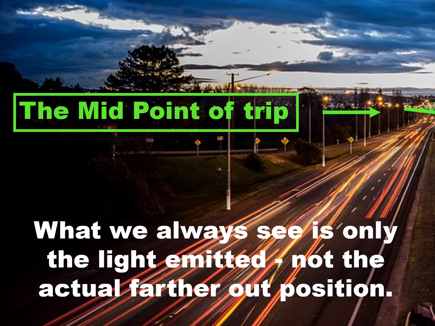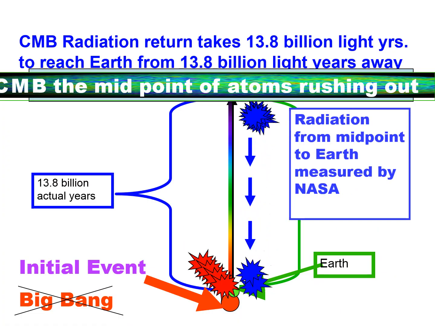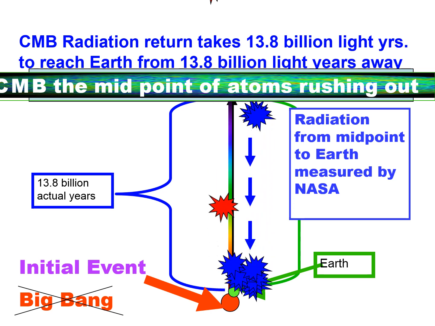So, when that first shell of ballooning atoms reached a position some 13.8 billion light years out from the initial event, radiation from that midpoint location, as measured by NASA, took a second 13.8 billion years to shine back to the epicenter, where the last atoms created bubbled out at 0.2% or less than that of the speed of light.